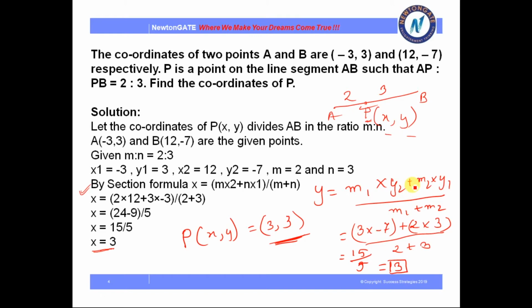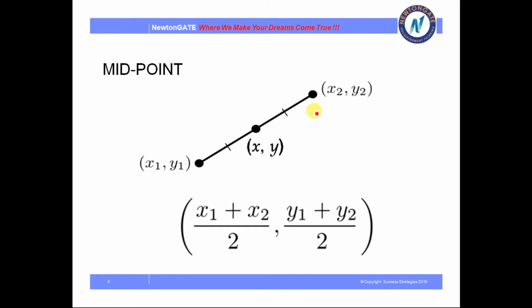Now next is the formula for midpoint. Similarly, if the line segment, let's give it a name, let's say A and B, the line segment AB is divided in the ratio 1:1. Why? Because it is the midpoint. So this is the midpoint of the line AB.